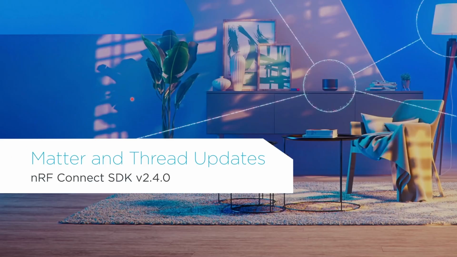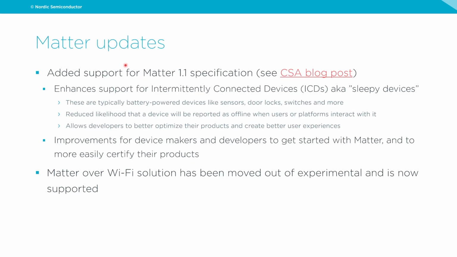And now for updates on Matter and Thread. Starting with Matter, we have added support for the Matter 1.1 specification that was recently released. If you want to learn a little bit more about that, here is a link to a CSA blog post that talks about some of the additions that came with the specification. But the two things to highlight is that it has enhanced support for intermittently connected devices.